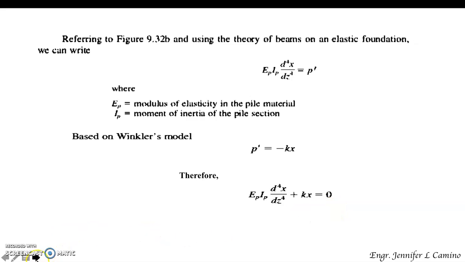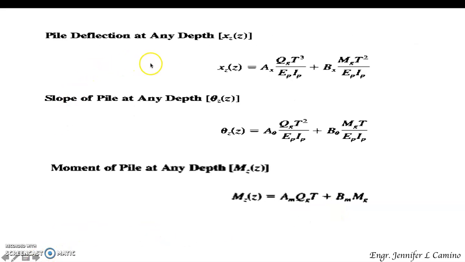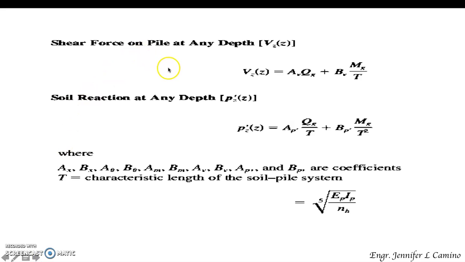Equate that to zero. So for pile deflection at any depth, this is the equation. If you're going to get the slope of the pile at any depth, you are going to have this equation. Getting the moment of the pile at any depth, you have this equation also. If you try to get the shear force on the pile at any depth, this is the equation that you are going to use. And getting the soil reaction at any depth, this is the equation that you are going to use.